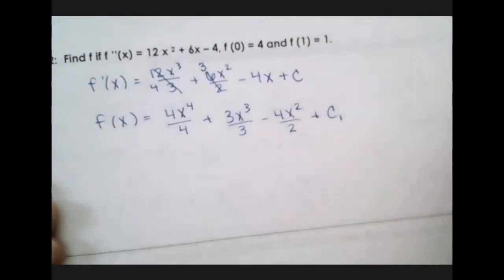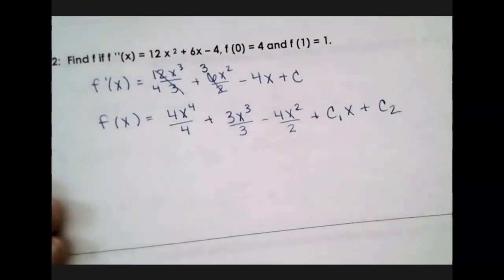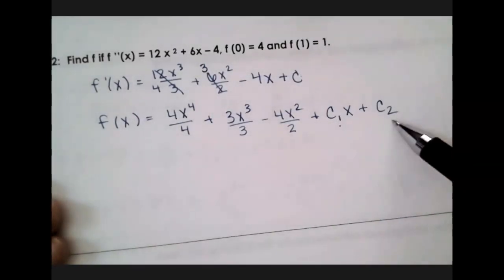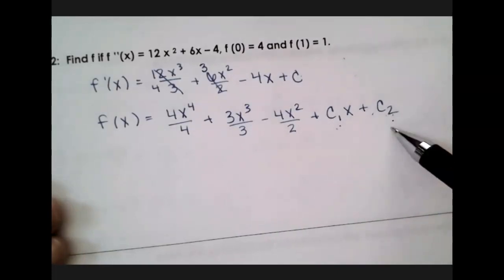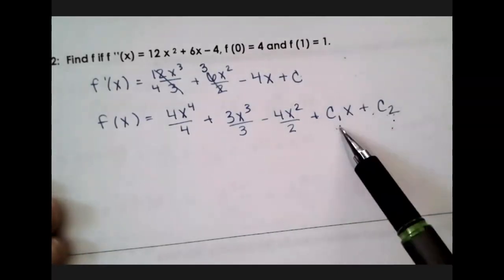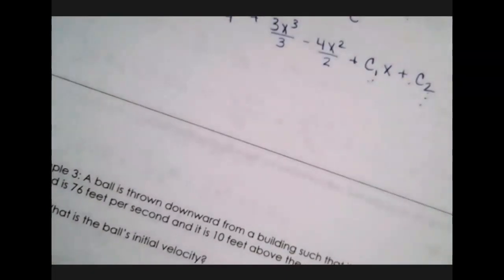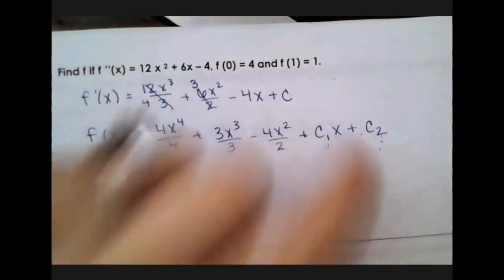plus, we're going to call this C1 x plus C2. So a constant on f prime would get an x on f, and then we have to have a second constant because we antiderive twice, so we have two constants. Eventually we're going to be able to find out what the value of C1 and C2 is. And we can do that because we're given two initial conditions. And one of those initial conditions has a 0. So what that means is it's going to zero out all of my variables.